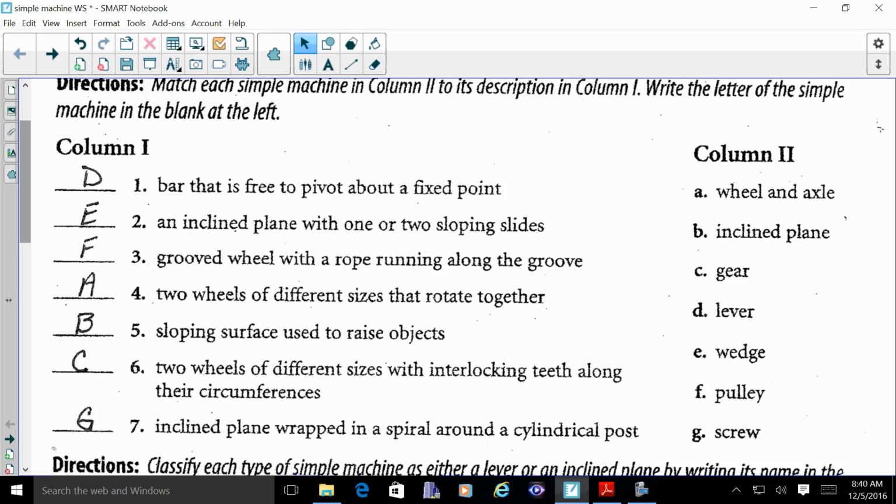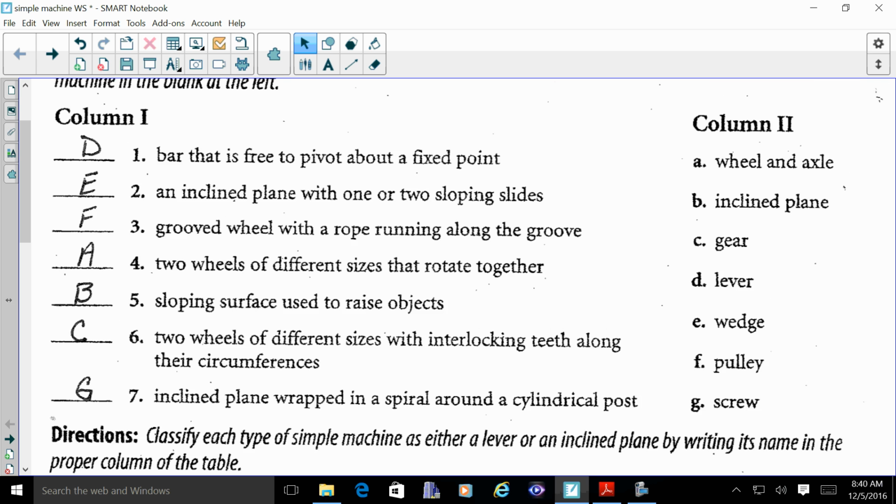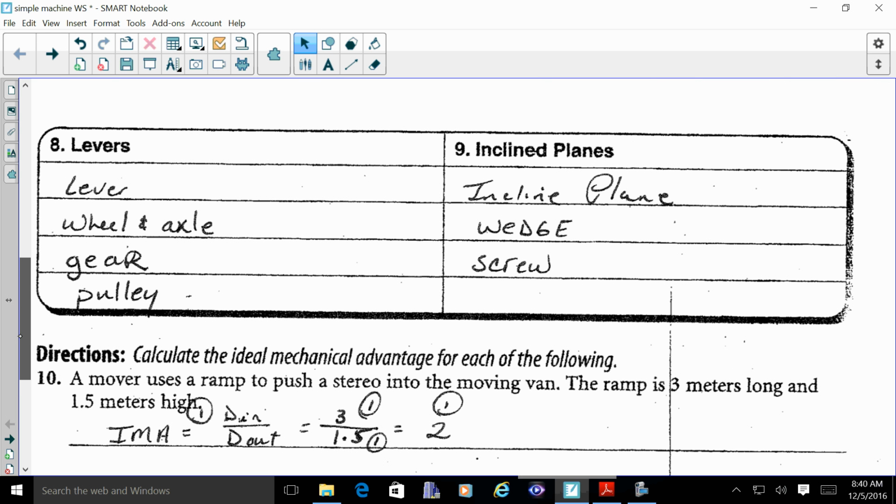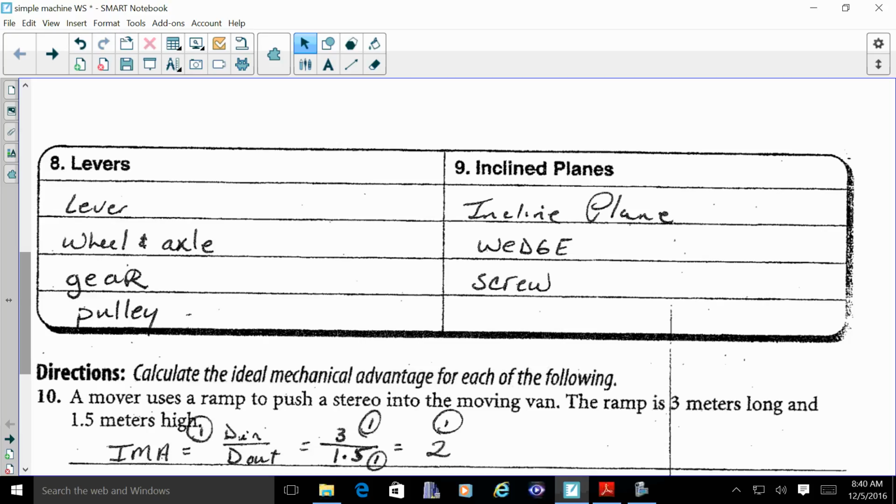So feel free to stop this at any time. If I'm going to classify everything as far as levers or inclined planes, there's actually only two types of machines. Those are levers and inclined planes. So under levers, you have a lever, a wheel and axle. Think about the wheel rotating around, the axle being your fulcrum. A gear, once again, the center of the gear is the fulcrum, and a pulley, the center of the pulley is the fulcrum. Inclined planes, though, like wedges and screws, use a longer distance so you can use less force.